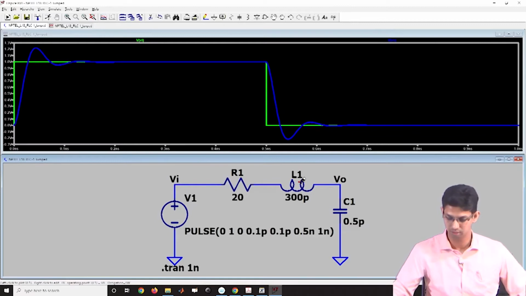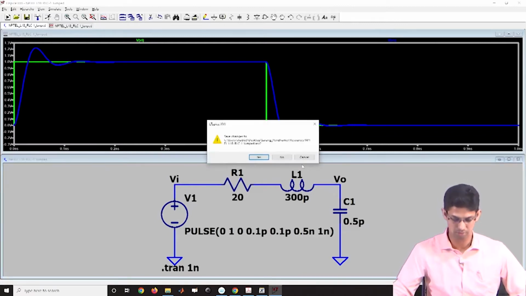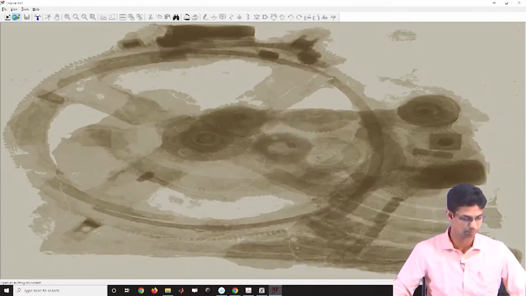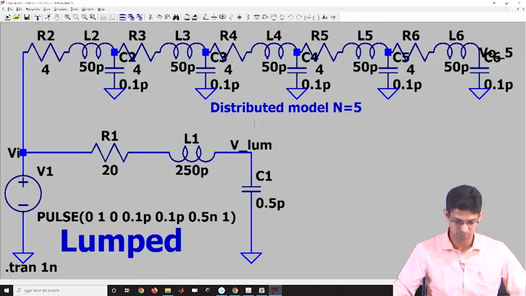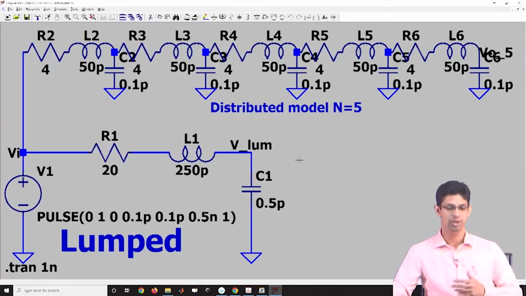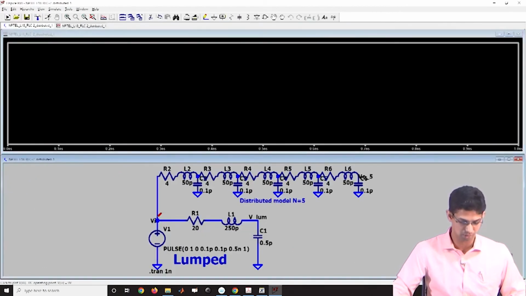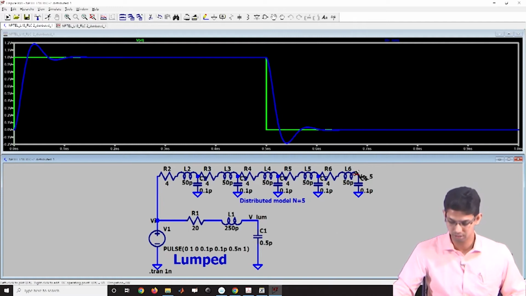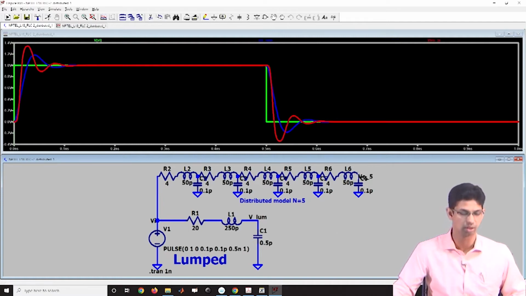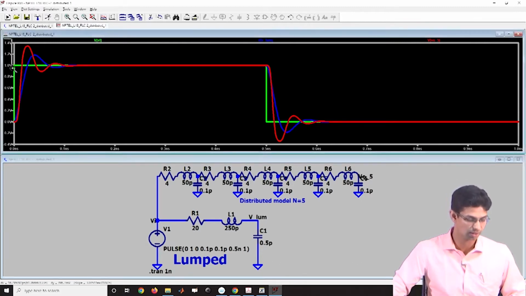I have already made the circuit. Let me just open that. So, we need to compare this with a lumped model. So, there is a lumped model, I have kept it, and I have these 5 segments. So, let me run this. If I run this, this is my input, this was my output for the lumped case, and this is my output for a distributed RLC.